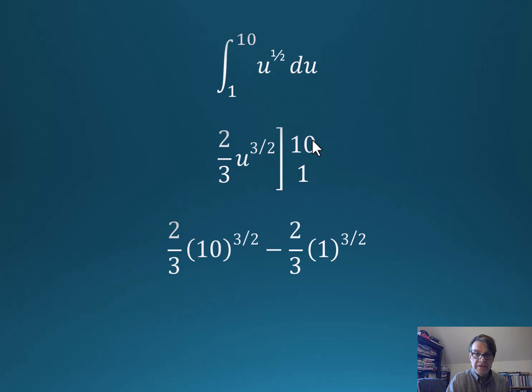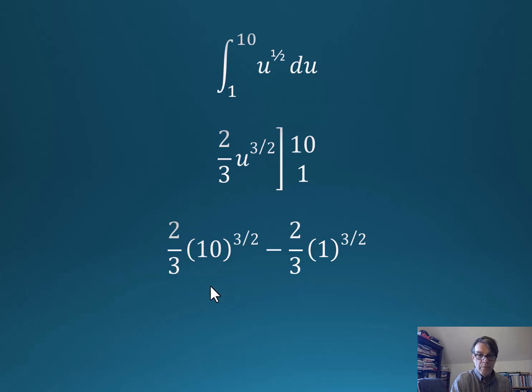So when we plug in the 10, it's going to be 2/3 times 10 to the 3/2 power minus 2/3 times 1 to the 3/2 power. Now this part's easy, right? Because 1 to any power is 1, and so we have minus 2/3. The problem is this isn't really reducible. 10 cubed is 1,000, and the square root of 1,000 is not a neat kind of thing, right?